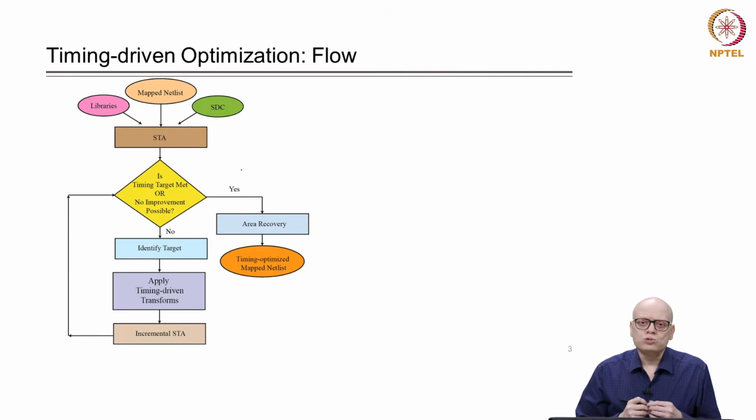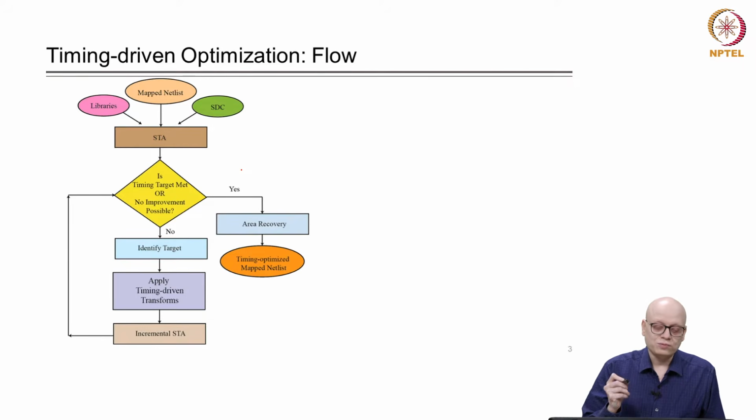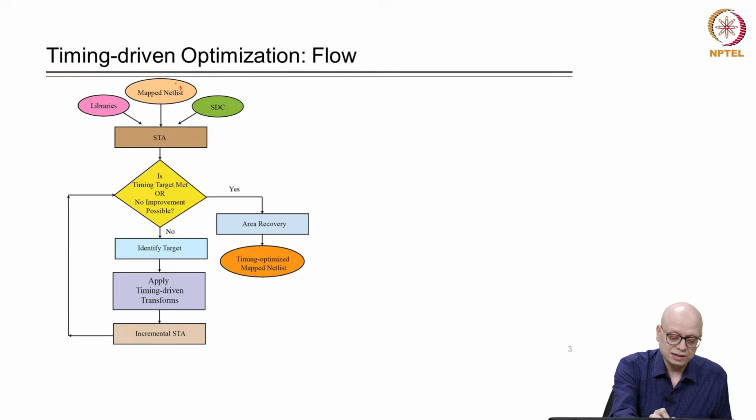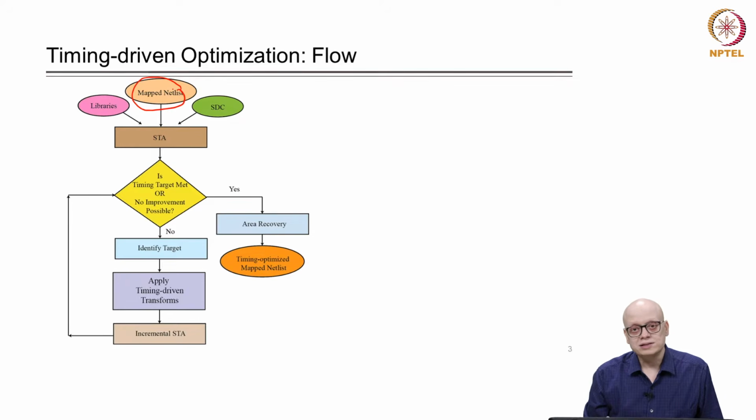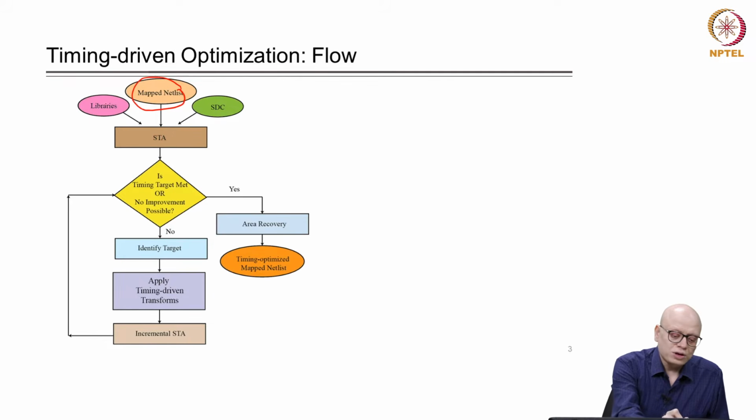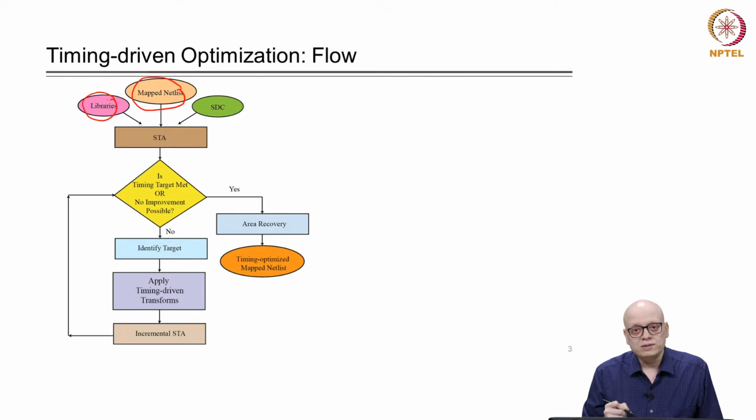First, let us look into the flow of timing driven optimization. In timing driven optimization, our design is a mapped netlist, that is, a netlist in terms of cells of the technology libraries, and that is why we say that it is a mapped netlist. And then we give the information of the technology libraries from which the cells were picked in the mapped netlist to the tool.